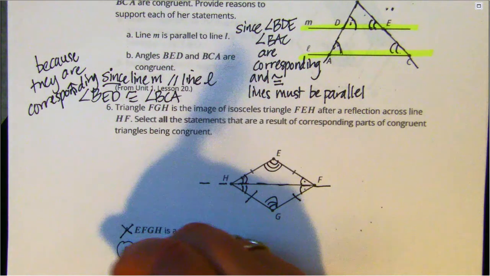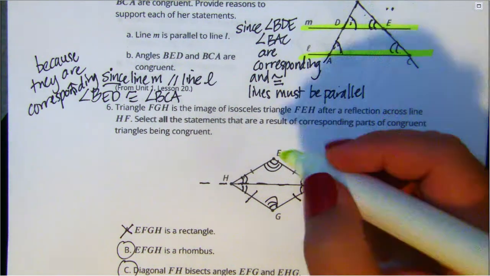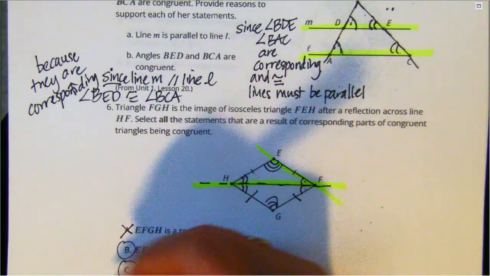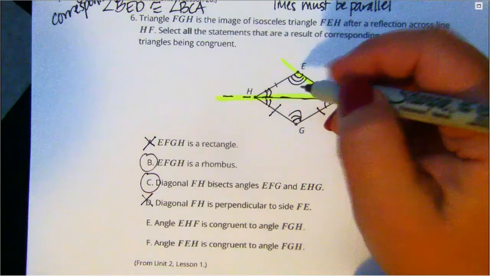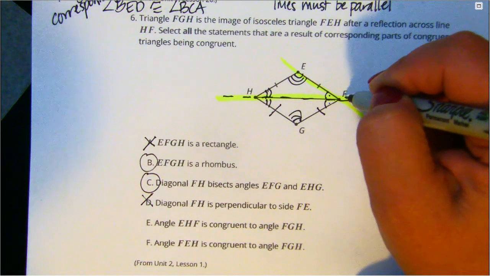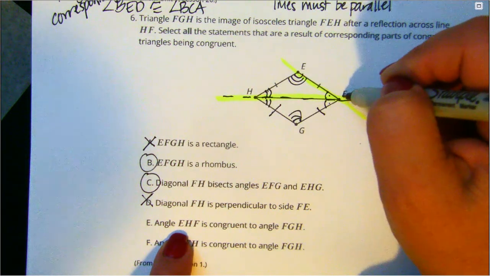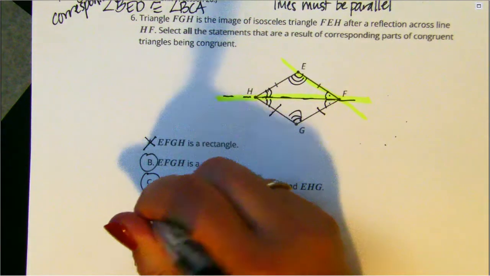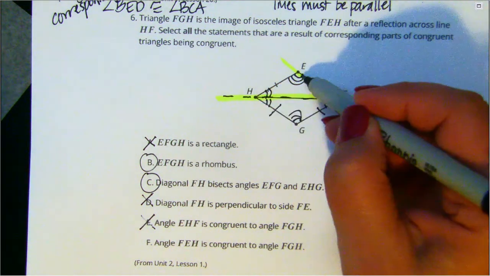Same over here. Diagonal FH is perpendicular to FE. Diagonal FH. So is this diagonal perpendicular to this? That doesn't look like it meets at a 90-degree angle. Or do I have any evidence of that? Angle EHF is congruent to FGH. FGH. That one to that one? No. FEH, this one up here, congruent to FGH. Yes, those two go together.